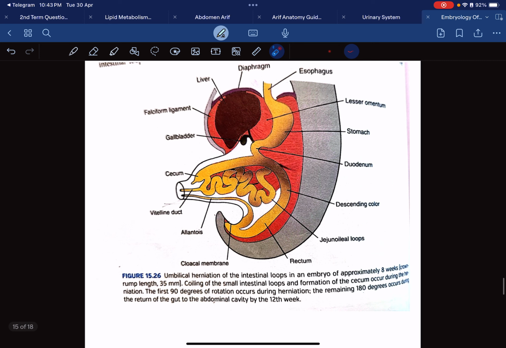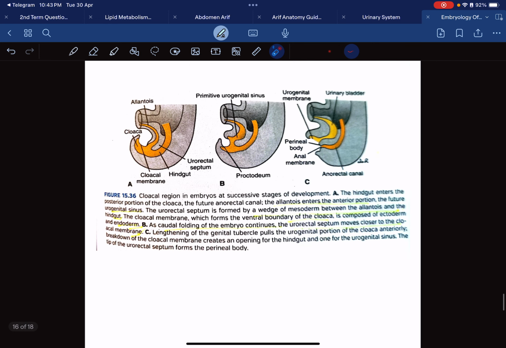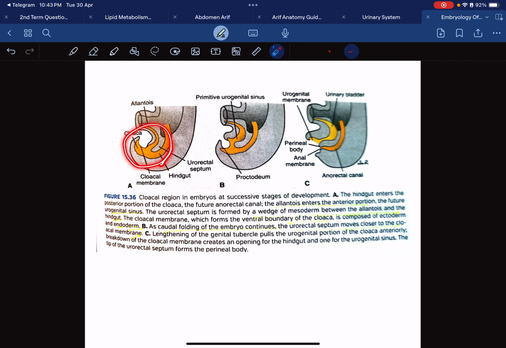Now, moving on, we have the hindgut. Now, here is the hindgut. This hindgut is divided into two parts by the allantois, the pre-allantoic part and the post-allantoic part. This post-allantoic part is called the cloaca.